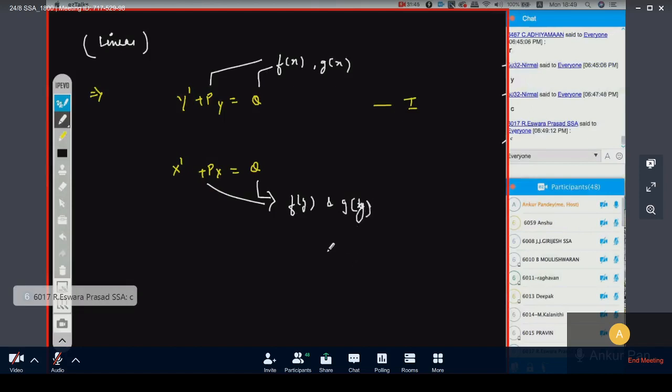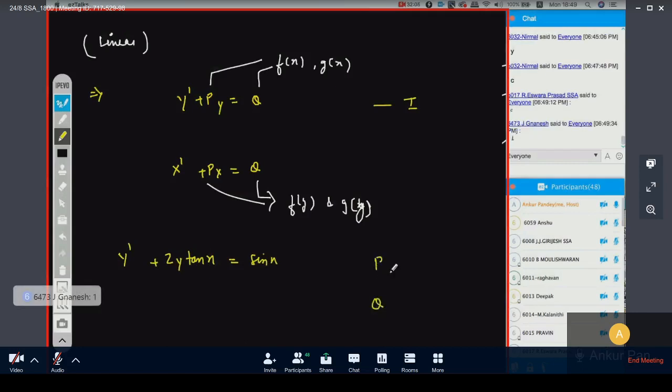Good. Now the first job of yours is to recognize which type of linear differential equation it is. Like if I ask you a simple question, what is y dash plus 2y tan x equal to sin x? Can you please tell me what is P and Q? First one, very good. Y dash shows you first one.